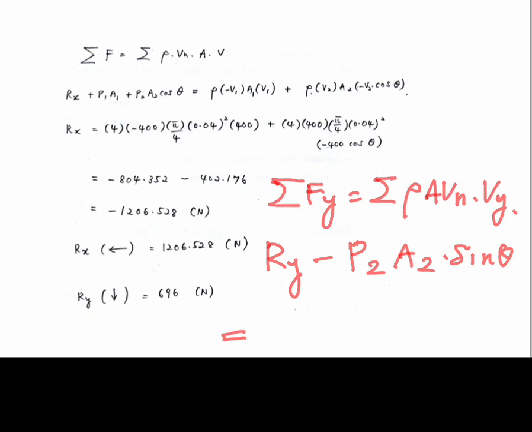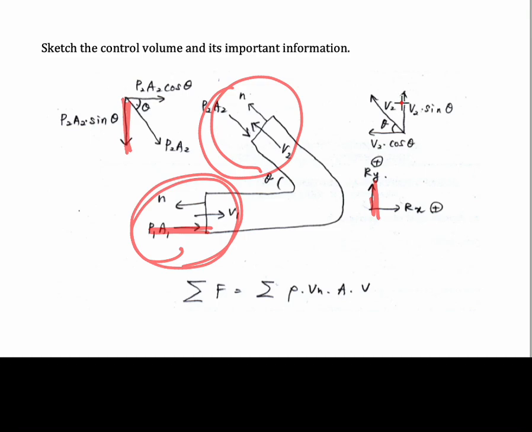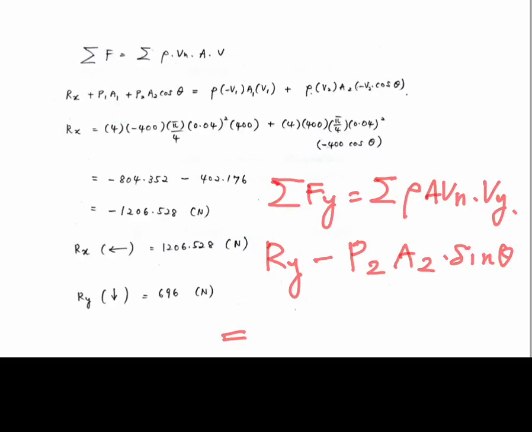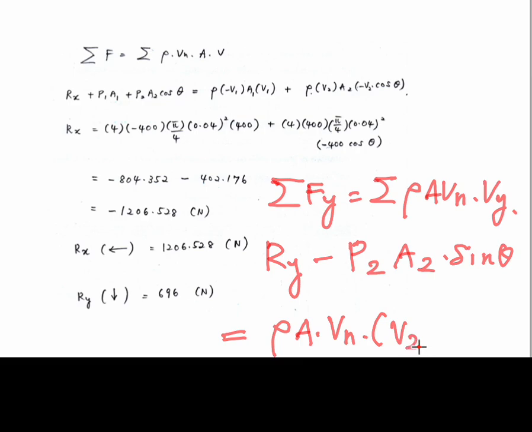It is equal to, at the inlet here there is no component of y, so we can neglect that value, and only this one remains, because we have a velocity moving like this. So it is moving in a positive direction. According to this equation, rho A Vn is positive, and it is equal to positive V2 sine theta.